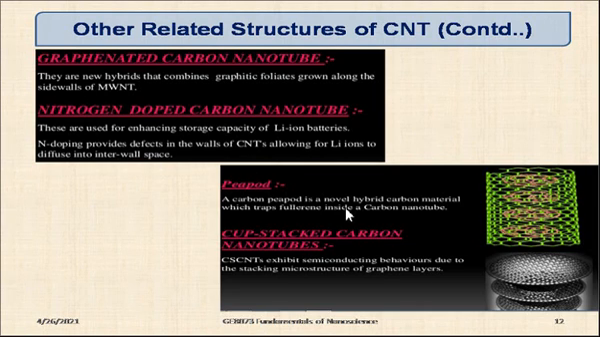Next one is peapod. This is a carbon peapod, which is a novel hybrid carbon material which traps fullerene inside a carbon nanotube. The last one is cup-stacked carbon nanotubes, CSCNT, which exhibit semiconducting behavior due to the stacking microstructure of graphene layers. So depending upon the application need, we can go for different structures of the CNT.